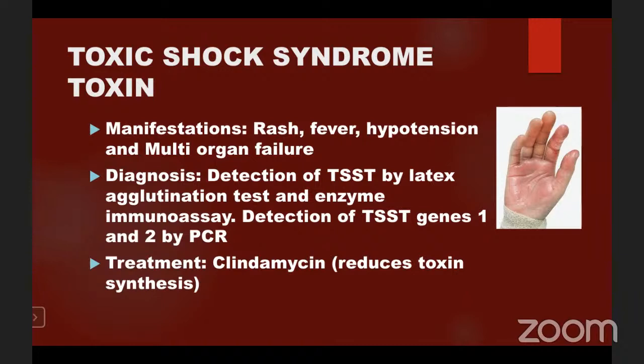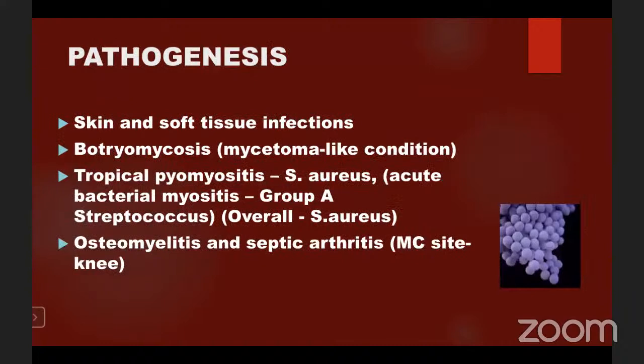Diagnosis of toxic shock syndrome: detection of toxic shock syndrome toxin by latex agglutination test and enzyme immunoassay. Detection of toxic shock syndrome toxin gene 1 and 2 by PCR. Treatment of toxic shock syndrome is clindamycin. It will reduce the toxin synthesis. Next one is the pathogenesis: skin and soft tissue infections. Botryomycosis, it is a mycetoma-like condition.